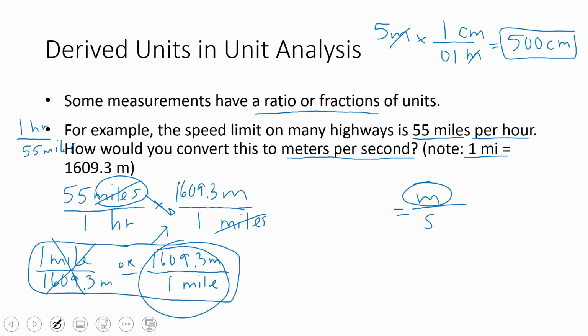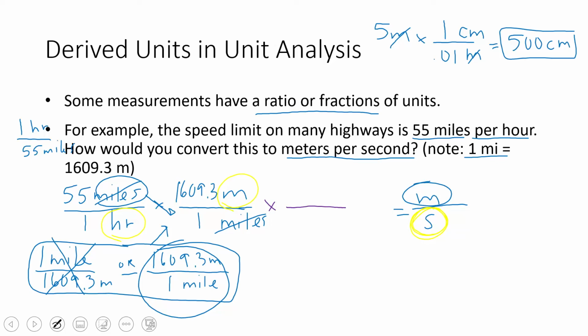Okay, so now if I solve my problem right here, I would have meters per hour. I don't want meters per hour. I want meters per second. So I need to get rid of hours. So in order to do that, I'm going to need another set of conversion factors. I need to go from hours to seconds.